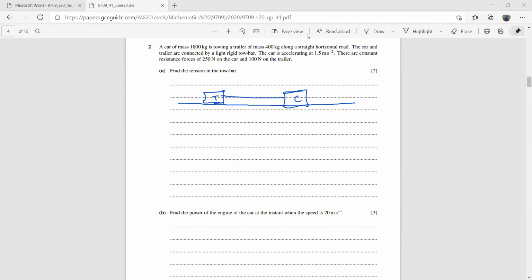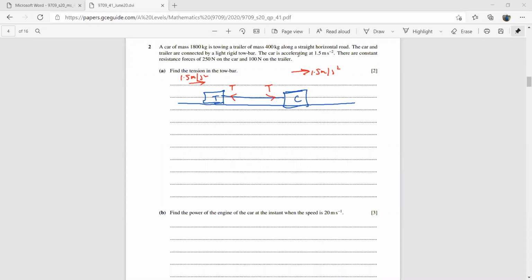The car and trailer are connected by a light rigid tow bar. I have told you guys that whenever the particles are connected, you have to have the same tension, if it's the same string, same thread, same rod, whatever it is. So this is the tow bar, and the tension in the tow bar has been shown here. Next, it says the car is accelerating at 1.5 meter per second square. If the acceleration of the car is 1.5 meter per second square and this tow bar is taut, not slack, then the acceleration of the trailer will also be 1.5 meter per second square.